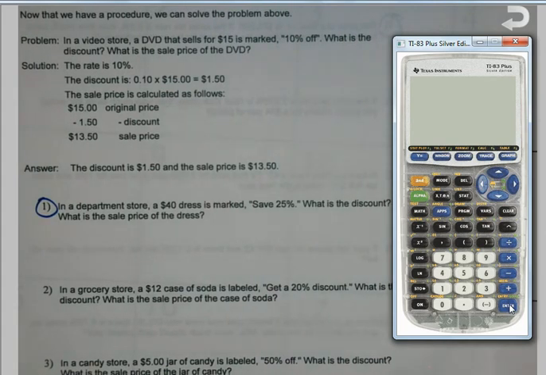Okay, so let's take care of one of the odds and one of the evens here. All right. In a department store, a $40 dress is marked "Save 25%." What's the discount?